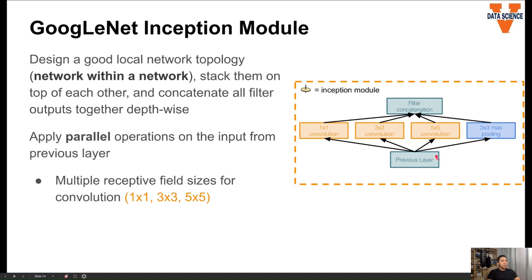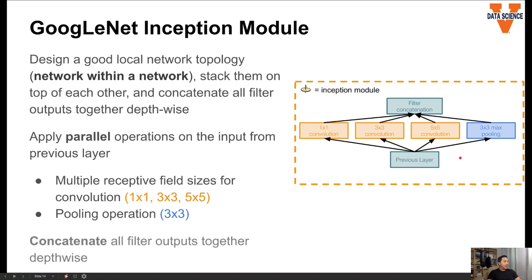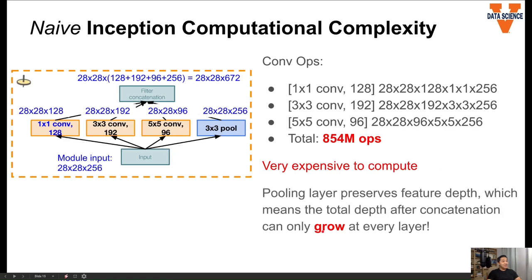So you see multiple field sizes for convolution. You have a 1x1 kernel, you have a 3x3 kernel, and you also have a 5x5 kernel. So what happens is you look at this at multi-scale. You detect multi-scale features within these modules. You have a pooling layer as well to do maybe average pooling or max pooling. And then you concatenate the output together depth-wise. When you hear concatenating depth-wise, what does that mean? It means the output is going to be very thick, right? Very thick at the end. And that may be a problem.